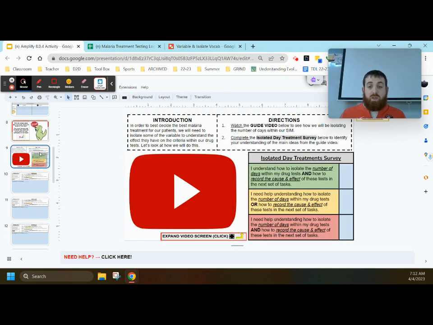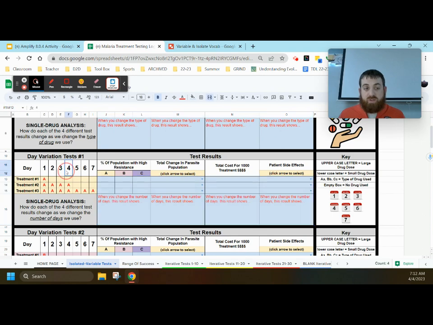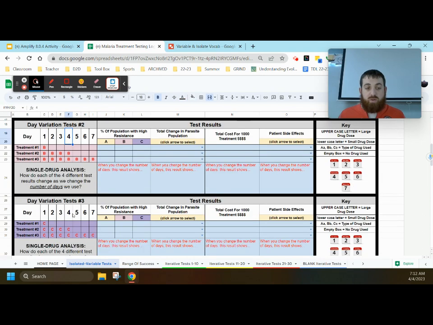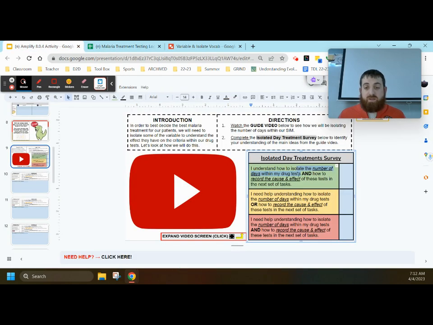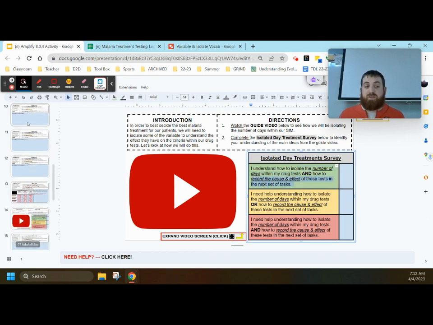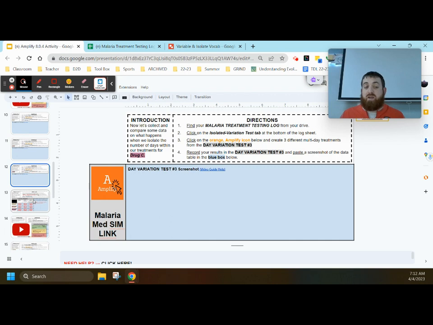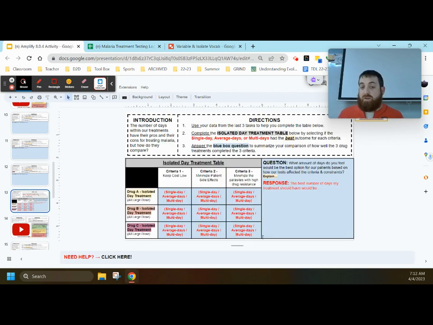So that's how we isolate the number of days within our drug tests, as we saw in our malaria test for tests 1, 2, and 3, and how we record the cause and effect relationships within the next set of tasks. Those are the screenshots with our data and the overall analysis here on task number 10.